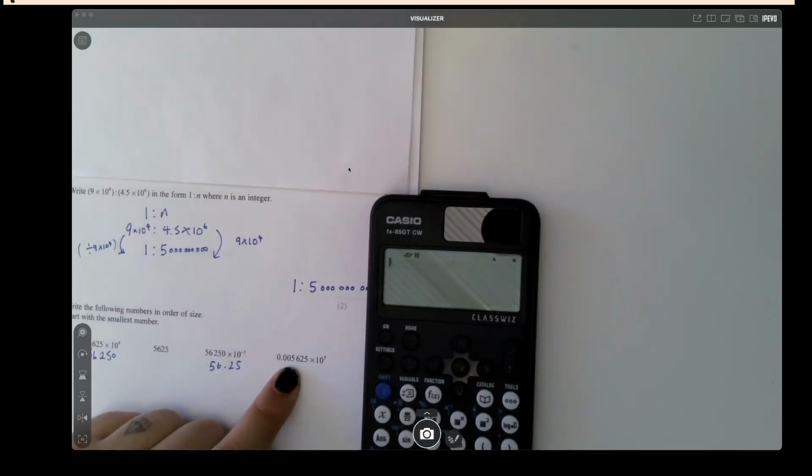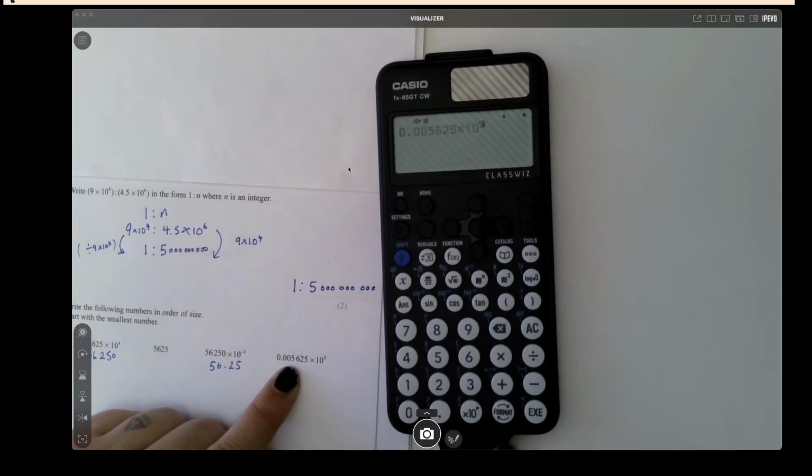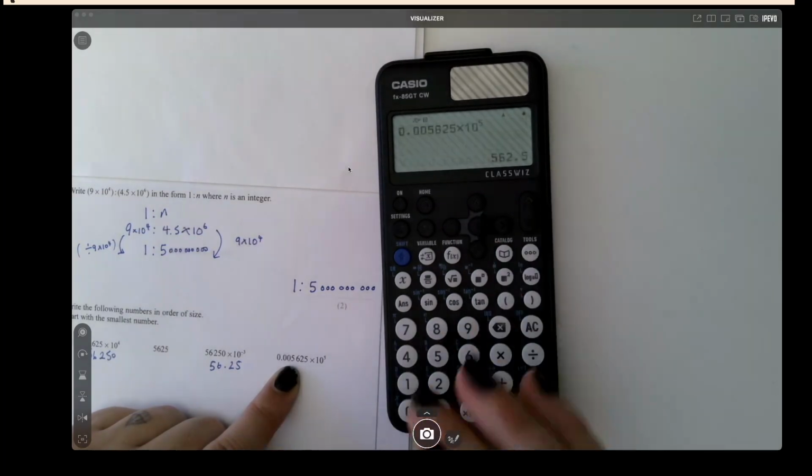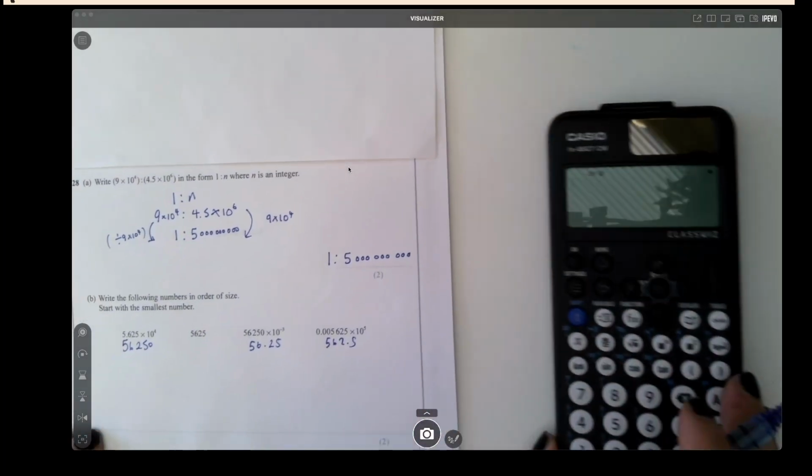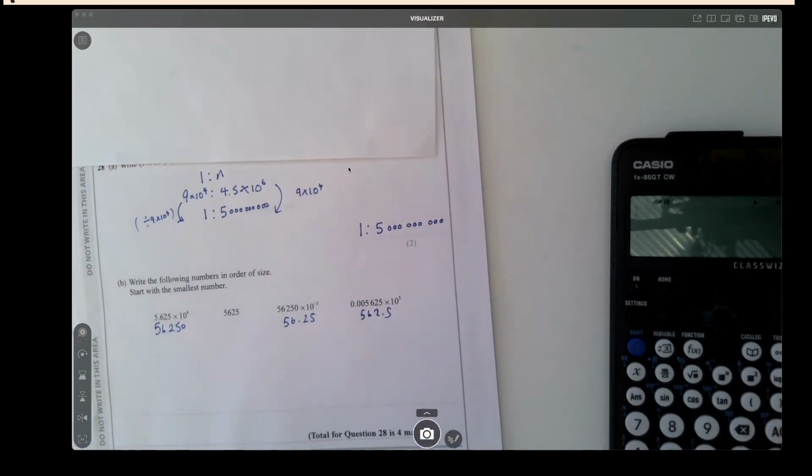And then let's do this one. So it's 0.005625 times 10 to the power of 5. Remember, I was using my standard form button here, guys. 562.5. So now that they're all ordinary numbers, I'm going to write them in order of size.